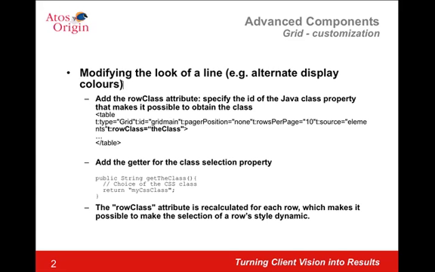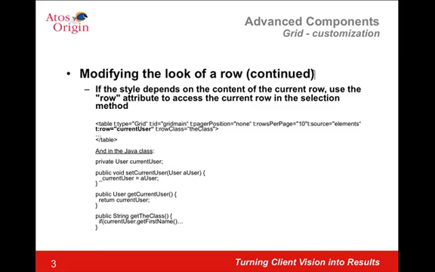You can also change the look of these components by using the row class parameter. It will specify the CSS class for the current line. This value will be recalculated for each row of your list. For example, we would like a CSS style depending on the content of the current row. We will use the row and row class parameters.